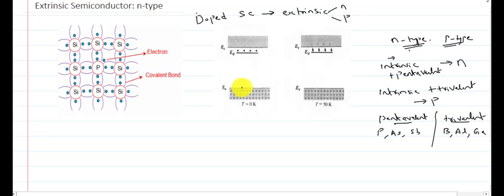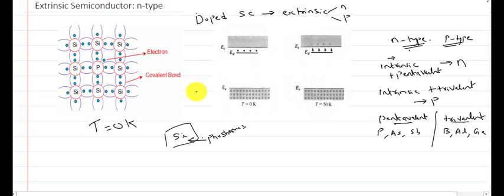Here we are discussing the N-type semiconductor, and this is the structure of an N-type semiconductor at T equal to 0 Kelvin, similar to what we studied in the intrinsic type. Here a silicon semiconductor is doped with a pentavalent impurity, for example phosphorus. Only one phosphorus atom is added here. So into a silicon crystal we are adding phosphorus atoms.